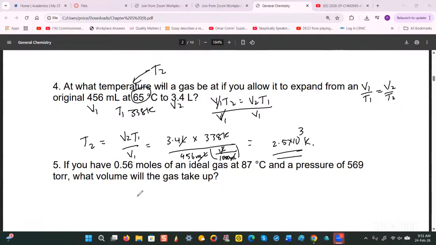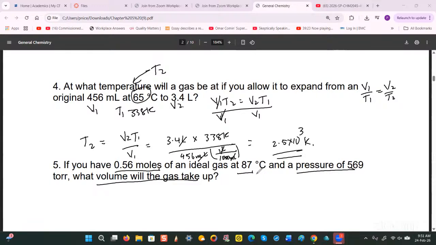Okay, number 5, they gave you for a gas the number of moles, the temperature, the pressure, and the volume. So which law comes to mind based on the information provided here? What law would you use? Anybody? What law do you think you should use in this case?